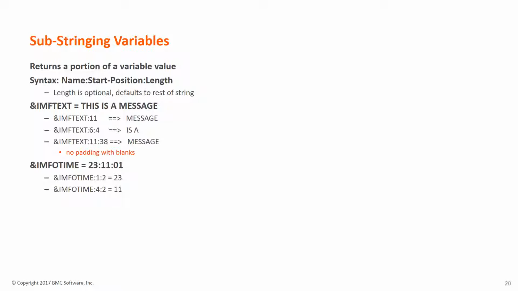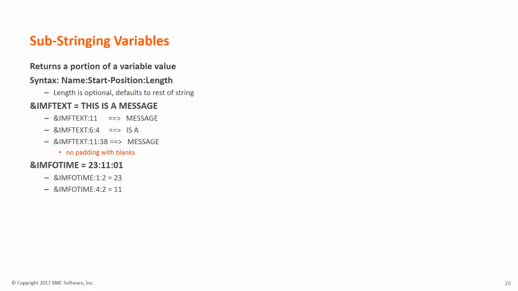AutoOperator supports the substring in a variable to return a portion of the variable instead of having the whole thing. The way this is structured is we basically say the name of the variable, colon, which column you want to start in or which character you want to start at, colon, and then the length of data that you want to retrieve. So in this case, we have IMF text, colon, 11. That says, okay, AutoOperator, I want you to take the value of IMF text, and I want you to start in position 11 and give me the rest of it. And 11 happens to coincide with where message starts, so we get message.